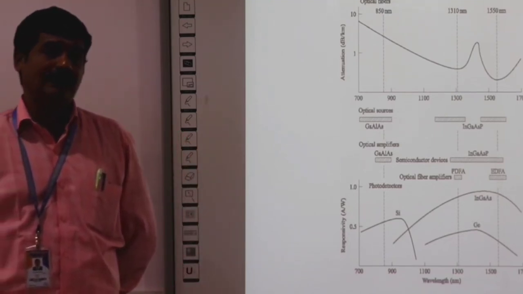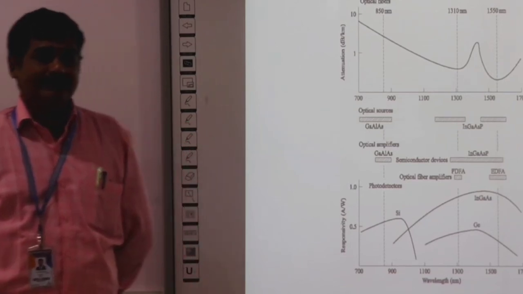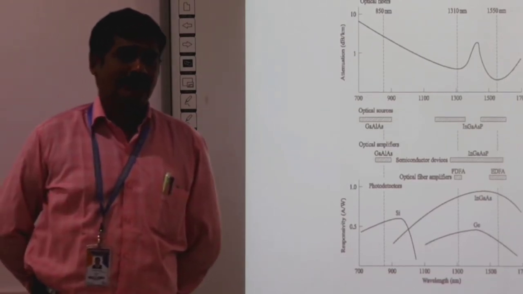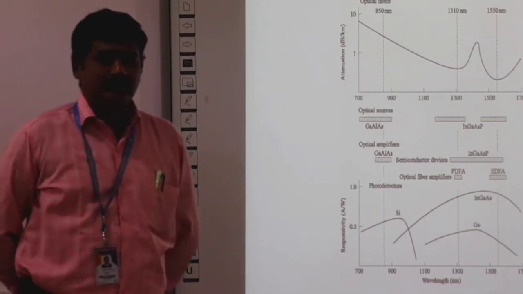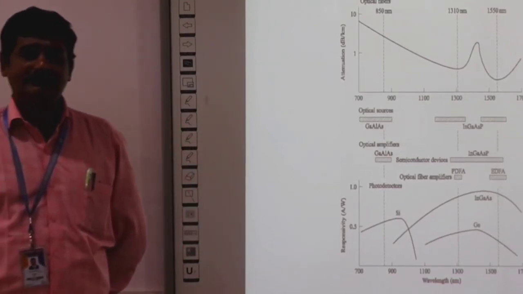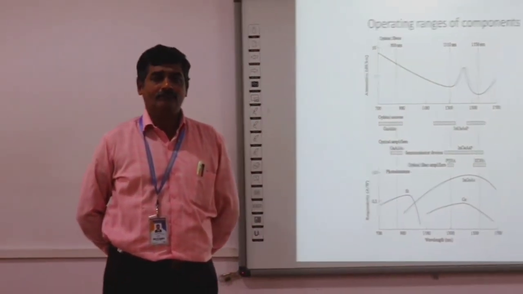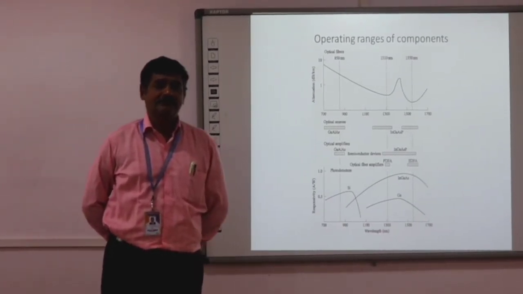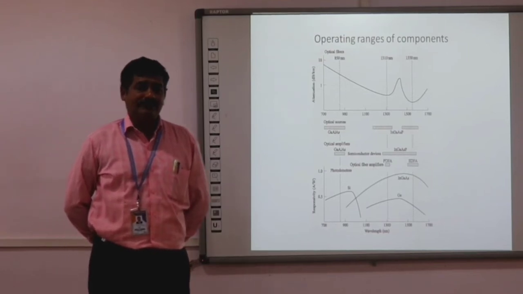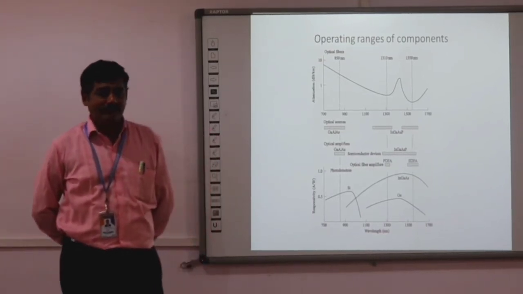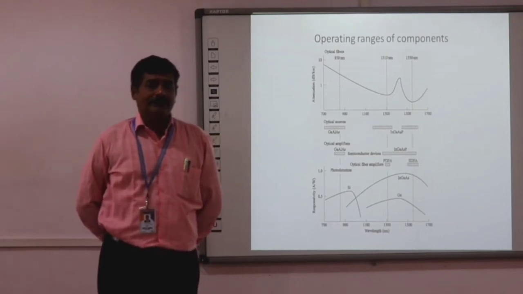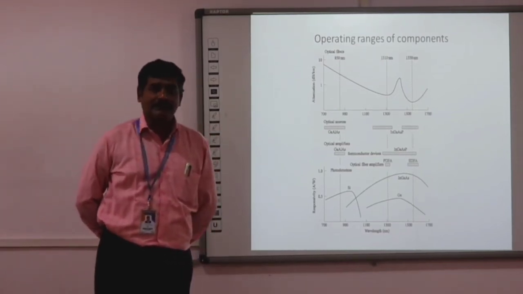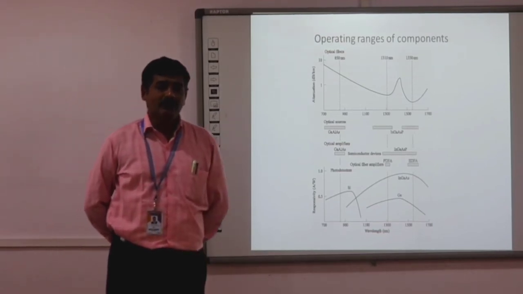So such a huge bandwidth is obtained in these particular wavelengths, and particularly when we see the first window, that is 850 nanometer, which was developed during 1984, it has the attenuation level of 2 dB per kilometer. Next window, that is second window, 1310 nanometer, the attenuation level is around 0.5 dB per kilometer, and in the 1550 nanometer the attenuation level is around 0.05 dB per kilometer.